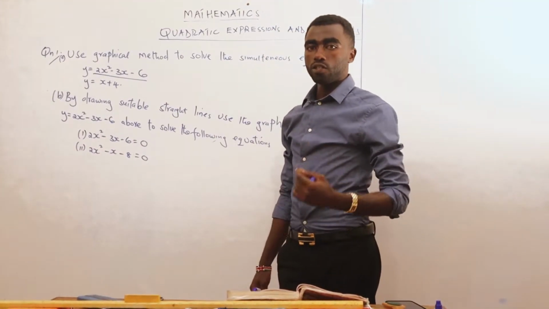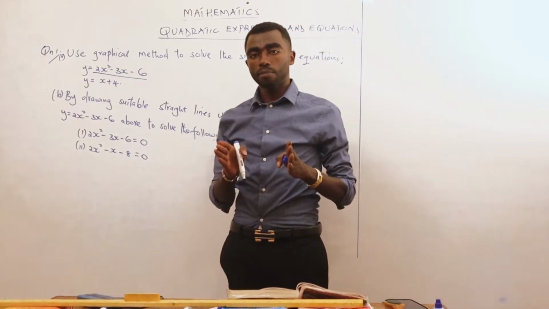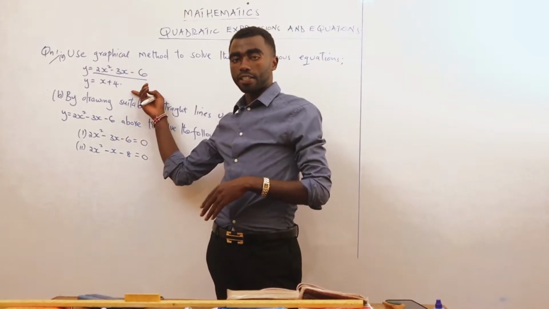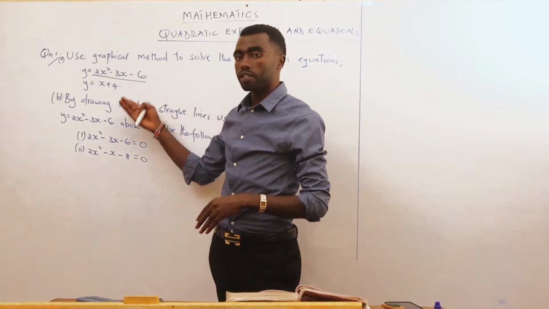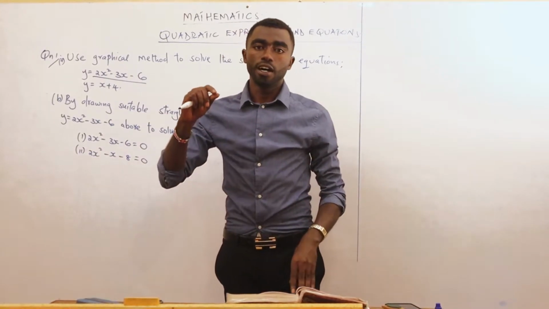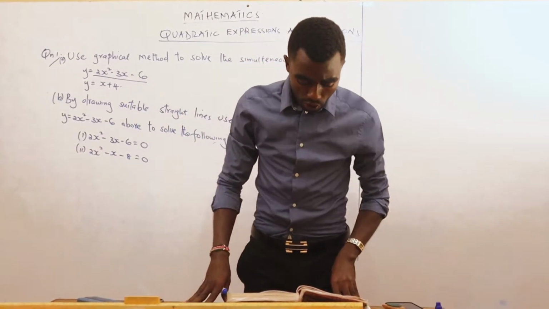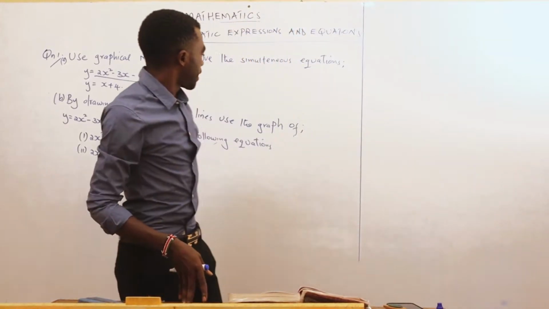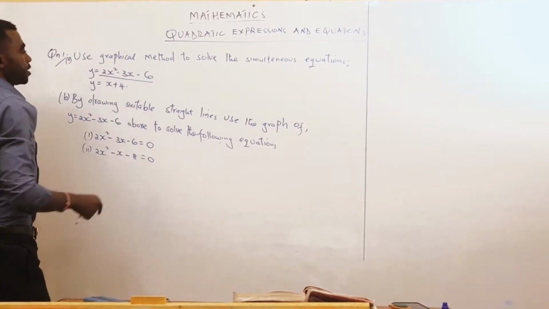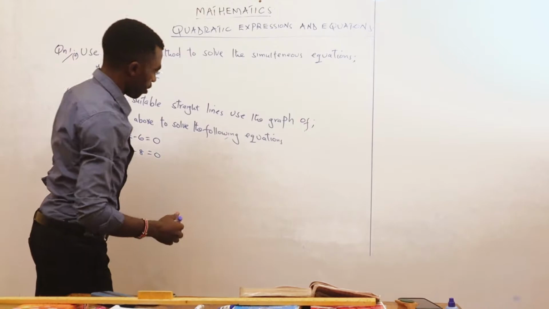So what we usually do, we have to come up with the table of tabulation of these values here. We make the tables for these two equations. Then from there now we graph our curves. So let's get to it. The first equation there, what we do, we have to come with the table of values.